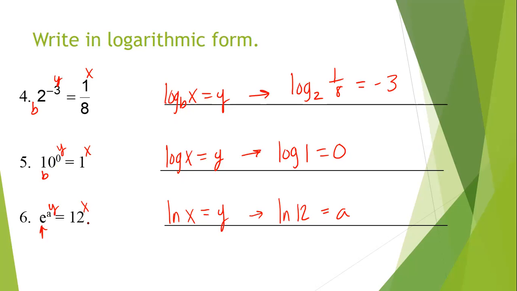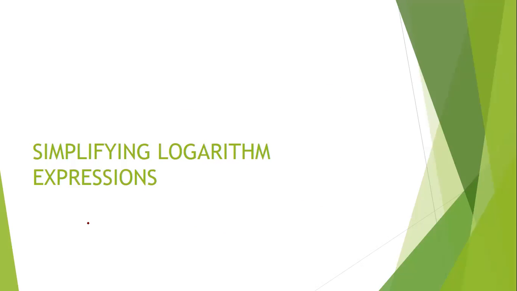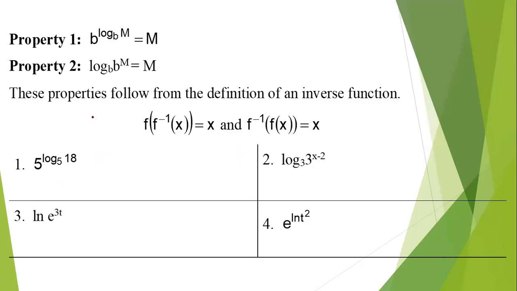Okay, we're going to go into our properties. We're going to start off with our log properties, so we're going to be simplifying logarithm expressions. Our first property is when you have a log to the base of the log. They are inverses of each other, so they're going to end up canceling one another out. When I have b to the log b, they cancel, and all I'm left with is whatever the value is that's left standing.